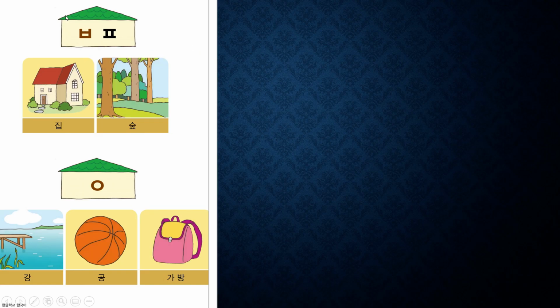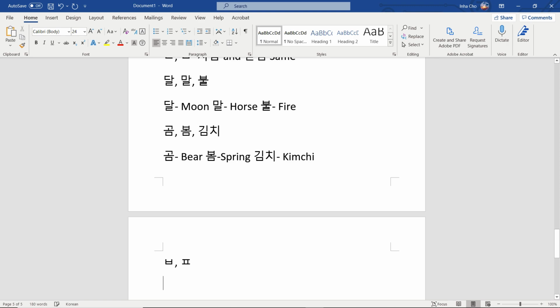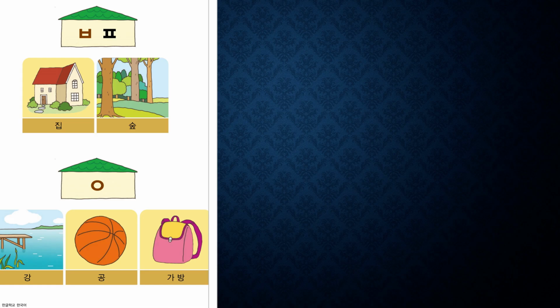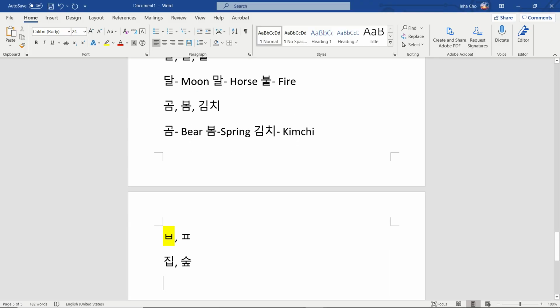Alrighty. We have another small family, 비읍 and 피읖. They're all pronounced like 비읍. So we have 집 and 숲. Both of them are the same sound, pronounced the same. 집 means house, and 숲 means forest.